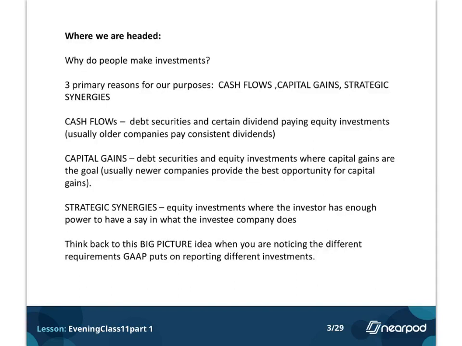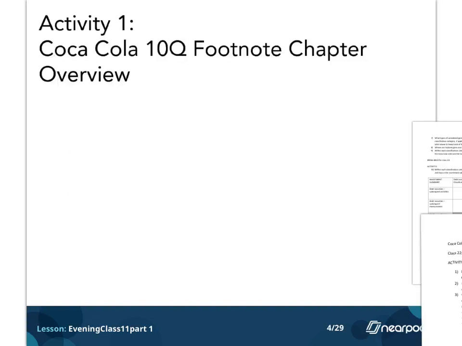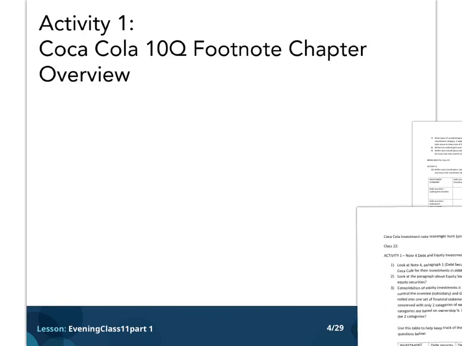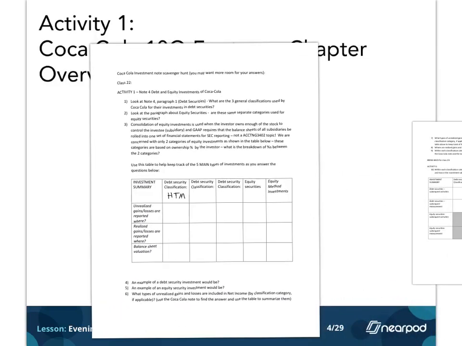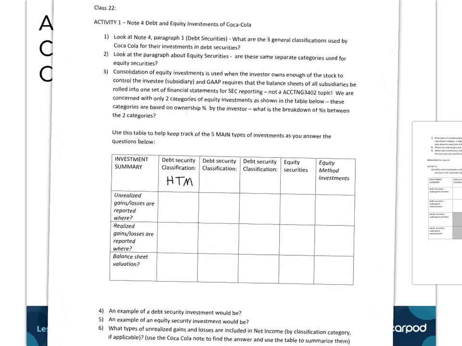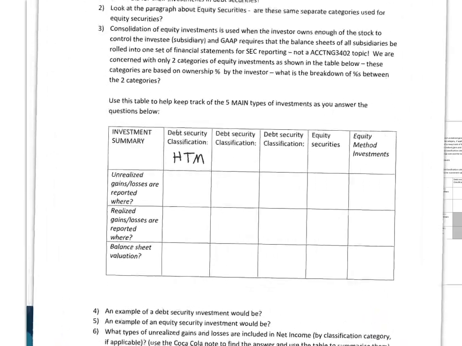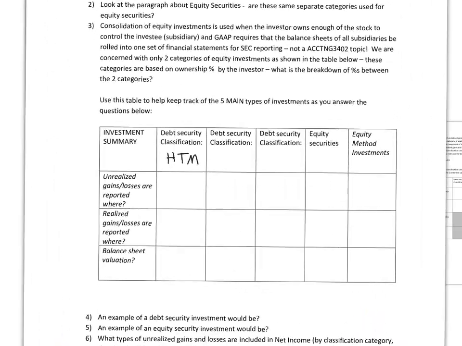Where we're headed in chapter 12, I talked about the idea that there are some very overarching ideas with investments to keep in mind, why people would make investments. We talked about this in class: for cash flow reasons, capital gains, or strategic synergies. So we spent the first good part of this first day in chapter 12 looking at the footnote from Coca-Cola, and we spent some time filling this footnote in.